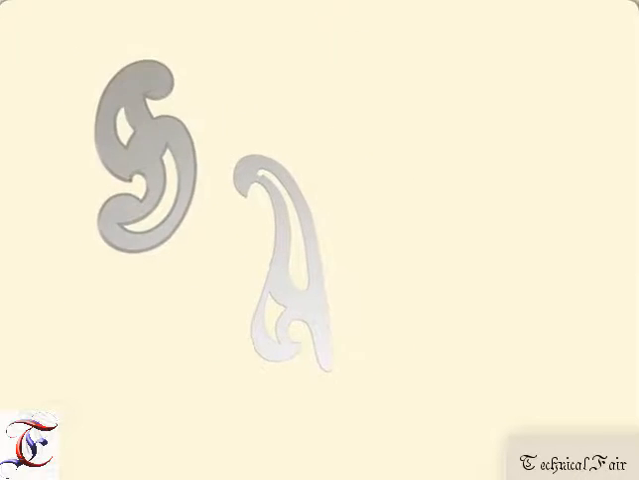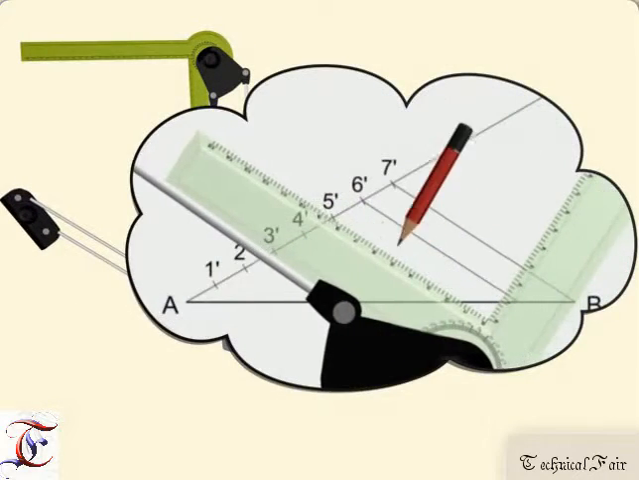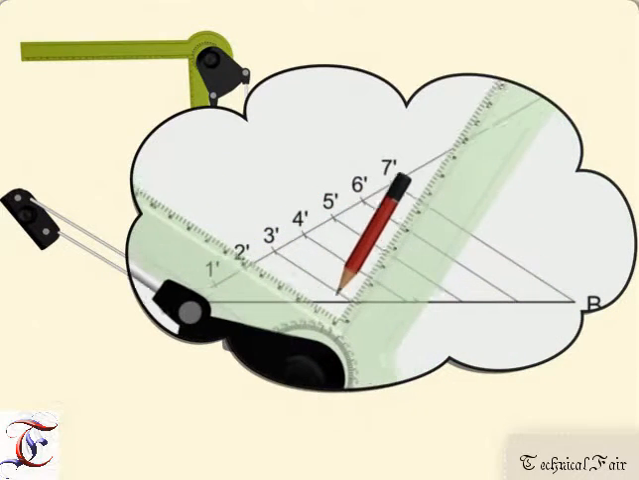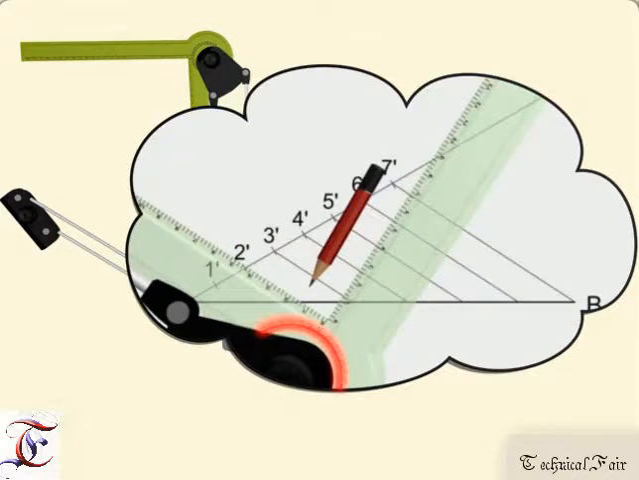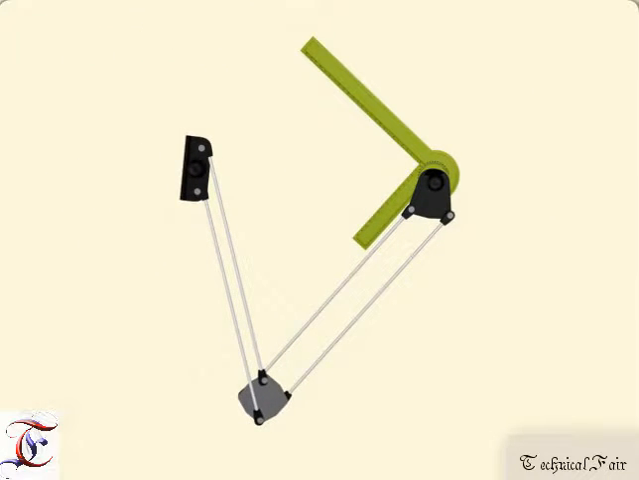Another interesting tool is French curves. They are used to draw irregular curves such as ellipses, parabolas, hyperbolas, and the like. The drafter is a very useful tool for drawing parallel lines at any given inclination. It has scale as well as protractor inbuilt. Looks like a robot, isn't it?